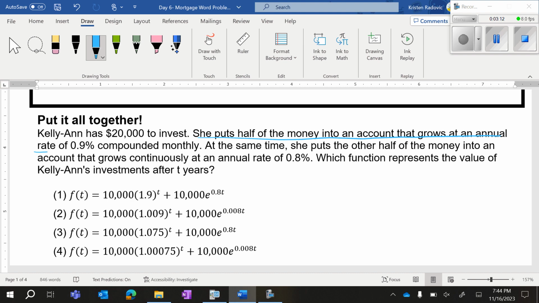So the compounding monthly formula from that Do Now was 10,000 times 1 plus 0.009 over 12 for monthly to the t. And then the second half of the formula was the other half of the money into the account that grew continuously.